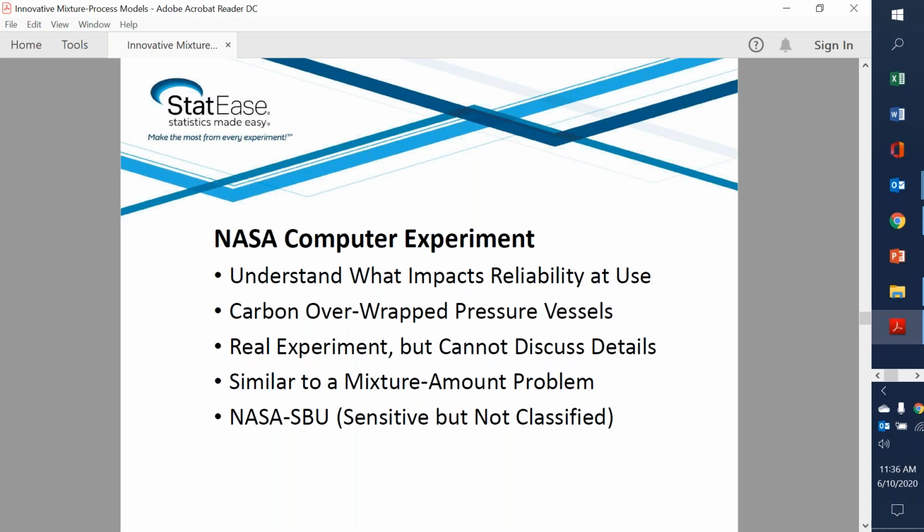NASA has marked this as sensitive but not classified. Those of you who are familiar with export control regulations and International Traffic in Arms Regulations, that's what NASA would call sensitive but not classified. So I wish I could go into more details about how cool this experiment is. I can't, and I apologize for that.